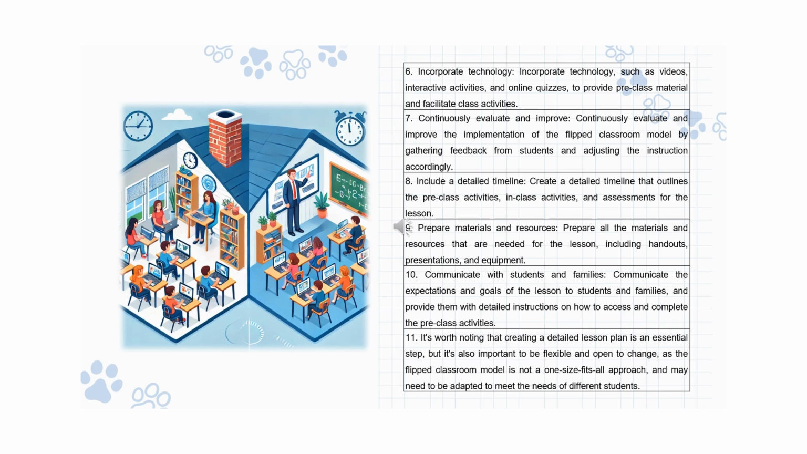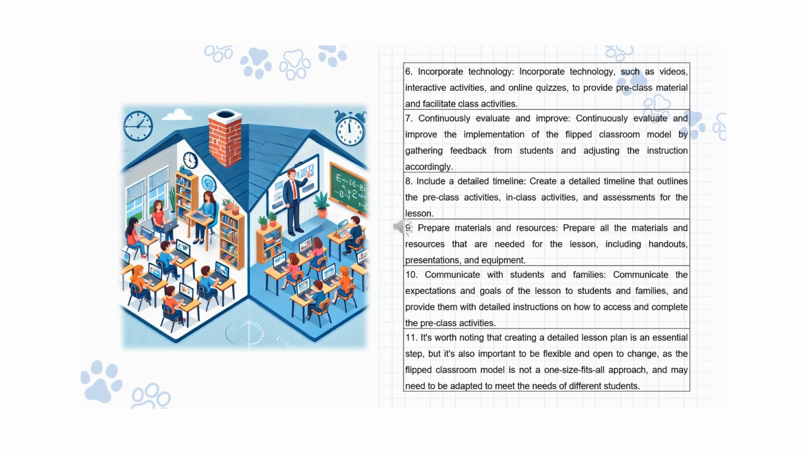7. Continuously evaluate and improve. Continuously evaluate and improve the implementation of the flipped classroom model by gathering feedback from students and adjusting the instruction accordingly. 8. Include a detailed timeline. Create a detailed timeline that outlines the pre-class activities, in-class activities, and assessments for the lesson. 9. Prepare materials and resources. Prepare all the material and resources that are needed for the lesson, including handouts, presentations, and equipment.